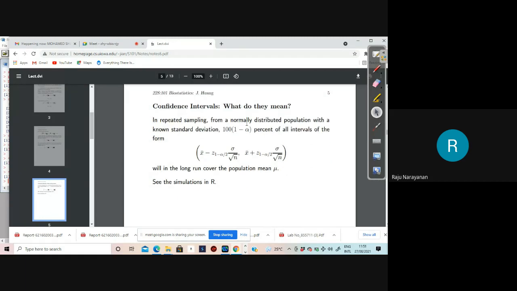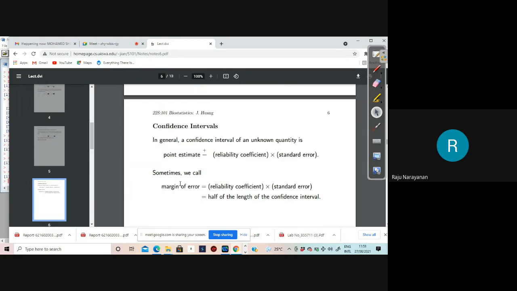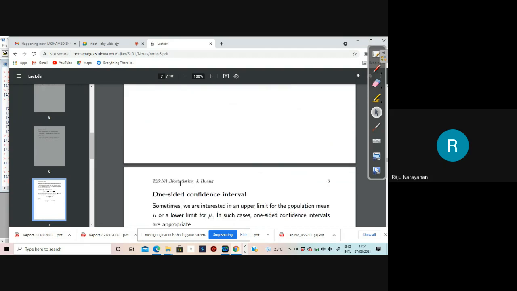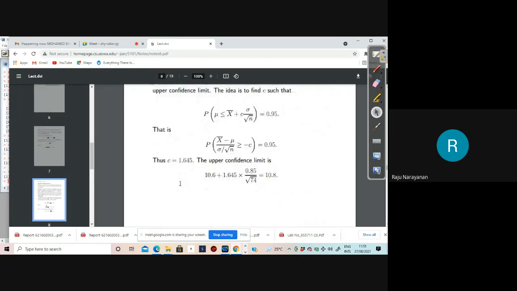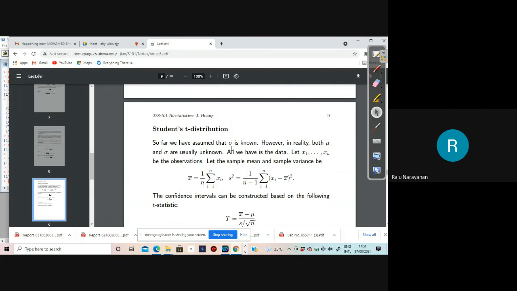Confidence, what do you mean? In repeated sampling from a normally distributed population with known standard deviation, 95% of intervals of this kind will in the long run cover the population mean. That is the meaning: in the long run. See the simulations in R. You can simulate that in R, and you will get the diagrams I have shown before. This is what I am going to discuss after the tea break.